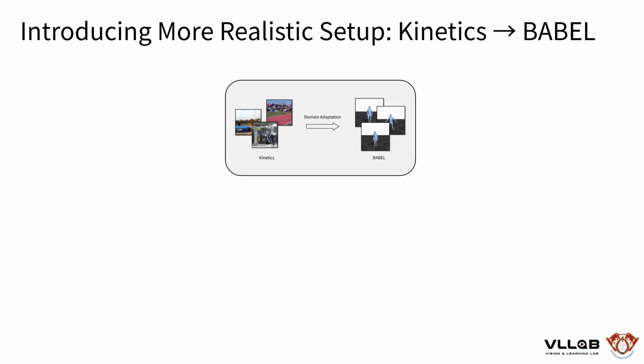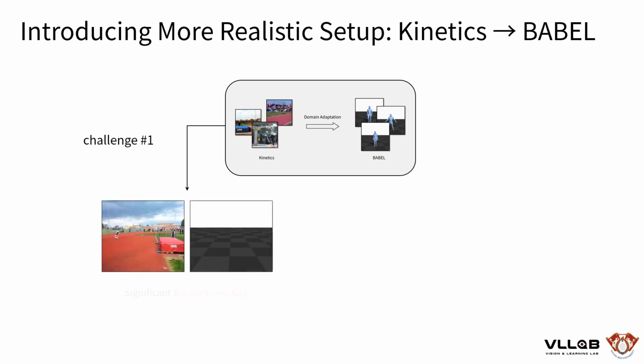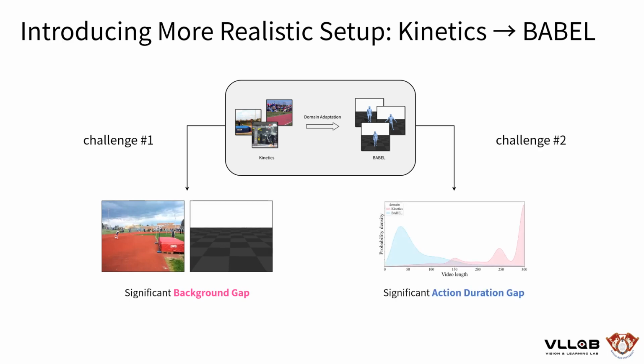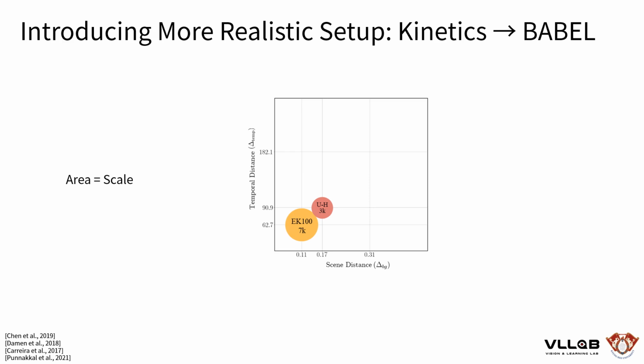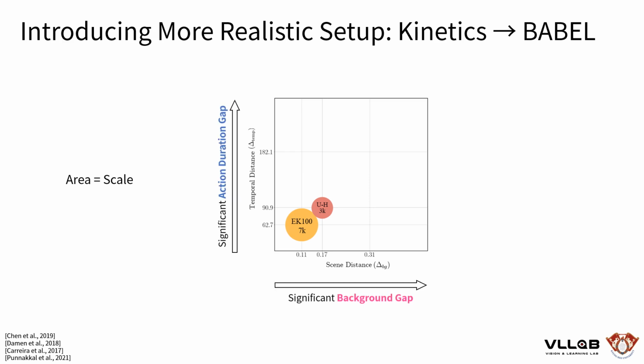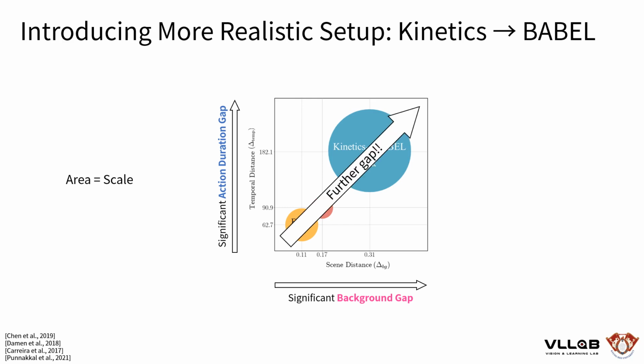As we can see, there are two challenges. The first challenge is its significant background gap between two datasets, and the second one is its significant action duration gap. This plot shows video length as distributions of each dataset, by which we can recognize their difference. Now let's see them quantitatively. This plot shows scene distance in x-axis and temporal distance in y-axis, and each means like this. And our Kinetics BABEL is here. It has much further gap, so we can claim that it is a realistic setting.